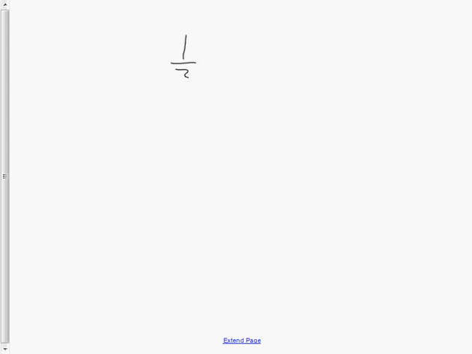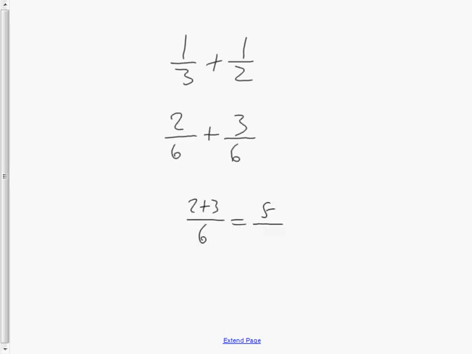Question 10 is 1/3 plus 1/2. Common denominator would be 6. I'd have 2/6 plus 3/6. Add your numerators and keep your denominator. My answer would be 5/6. Just less than 1.